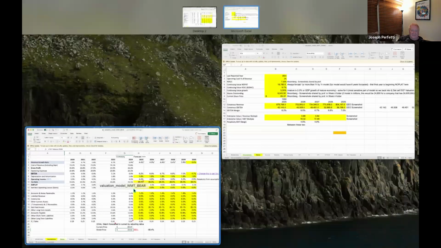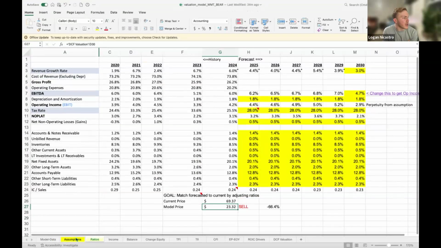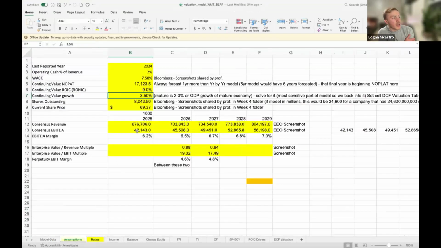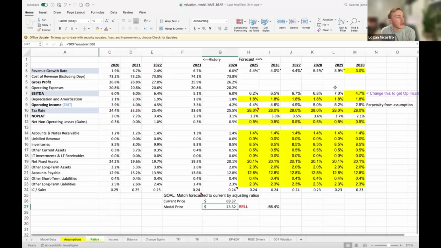Okay. So for our bear case, the main driving factor was the continued value growth. We brought that down to 3.5. We basically said that Walmart can beat GDP growth, but they're a mature company and we don't see them getting into those higher single-digit numbers that we saw in the first two. Okay. The 3.5 is the main driving factor here.